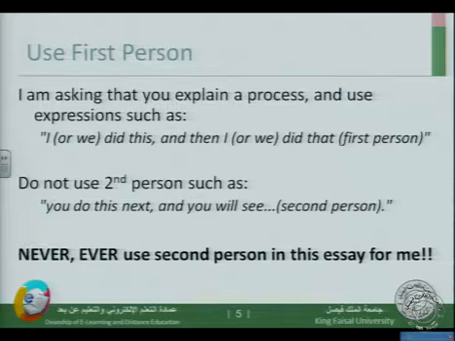Let us move on. First of all, my first advice: always use the first person, because you are the writer. So you need to use your first person. I'm asking that you explain a process and use expressions such as I or we did this, and then I or we did that. So use your first person. This is our first advice. You need to use the first person.